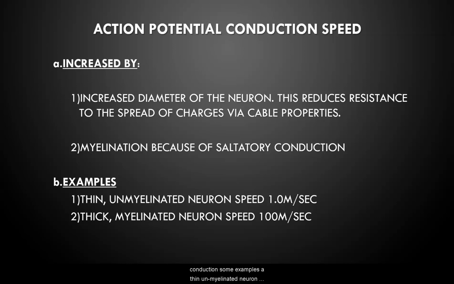Some examples: a thin unmyelinated neuron might send a signal at 1 meter per second, where a thick myelinated neuron could send it at 100 meters per second. So obviously a huge change.